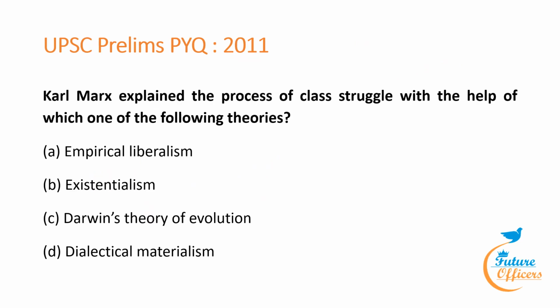With this, we have the UPSC prelims question which was asked in 2011. Karl Marx explained the process of class struggle with the help of which one of the following theories? Empirical liberalism, existentialism, Darwin's theory of evolution, dialectical materialism. The answer is D, dialectical materialism.